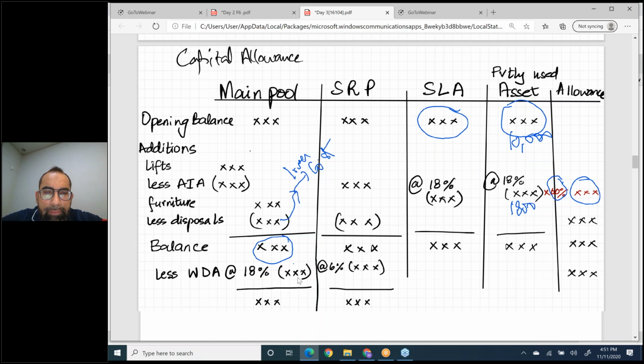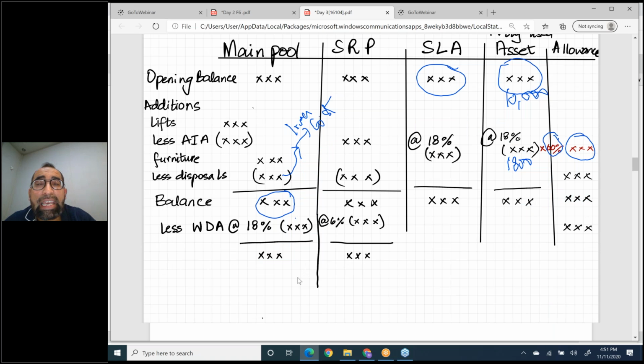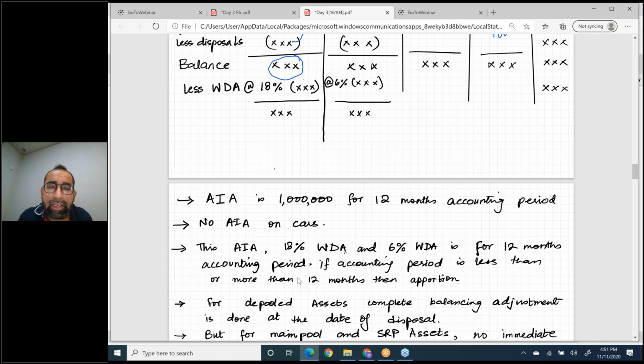Now wait, there is one more thing, which is AIA, annual investment allowance. This is for motivation, to encourage buying more and more new plant and machinery. And this figure is now 1 million. AIA is now 1 million for a 12-month accounting period. Again, one very important thing, the biggest mistakes by students. Listen, even in examiner reports they have written this, and I'm sure you guys won't do it.